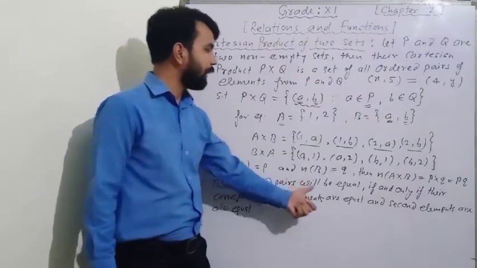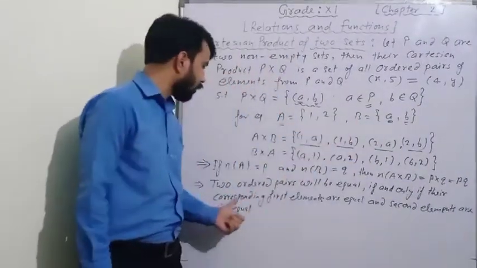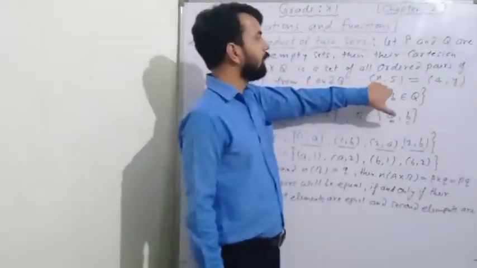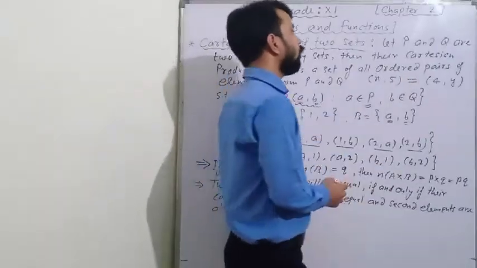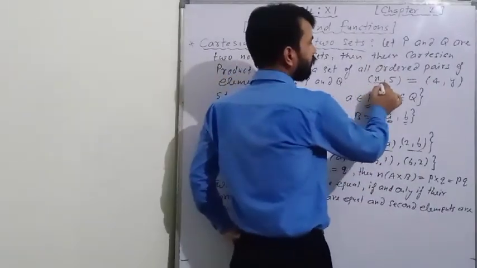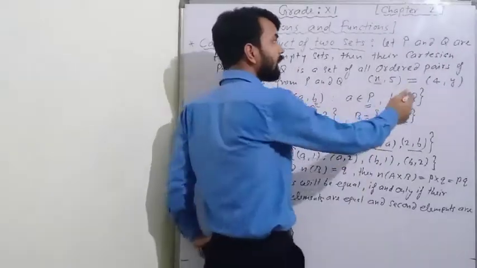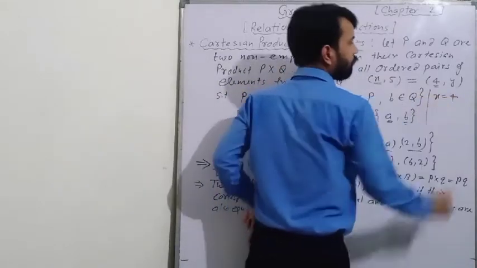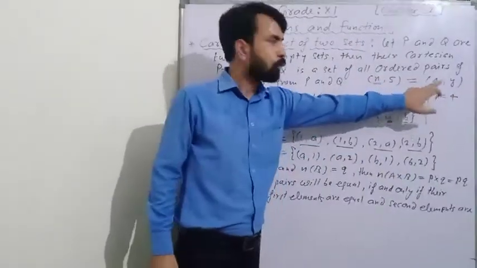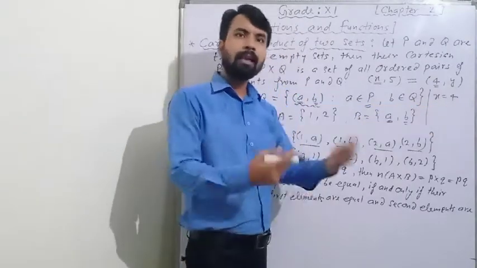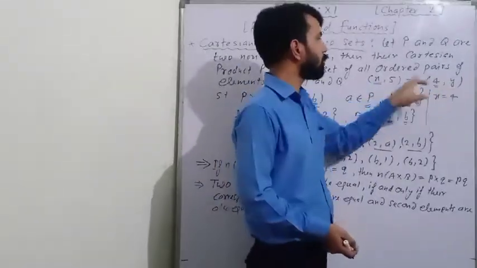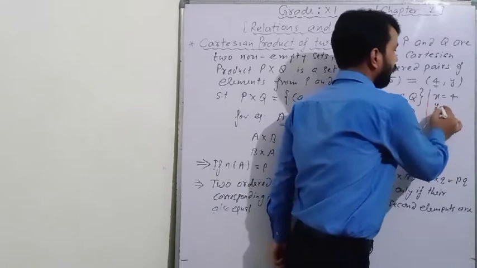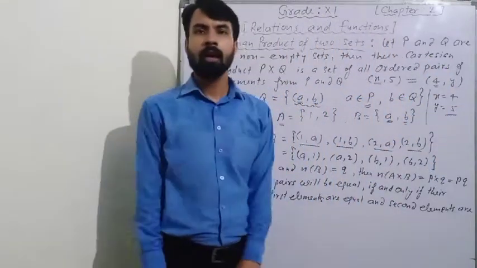Two ordered pairs will be equal if and only if their corresponding first elements are equal and second elements are also equal. So here these two ordered pairs are equal, then the value of x. See, the first element of this ordered pair is x and the first element of the second ordered pair is 4. That means x equals 4. These two elements would be equal. So the value of x will be 4. Similarly, second elements will also be equal. So y and 5 will be equal. So the value of y is 5. So this is our answer.